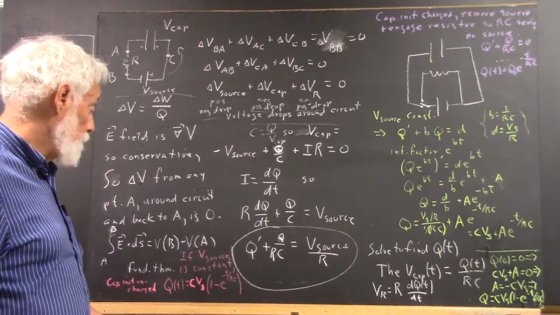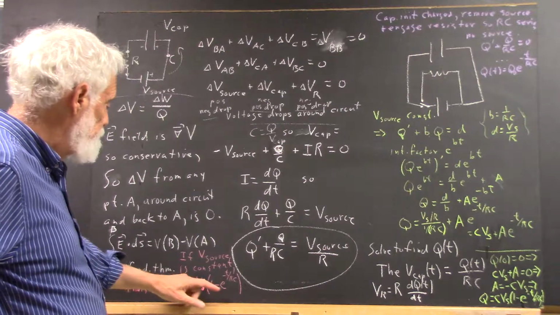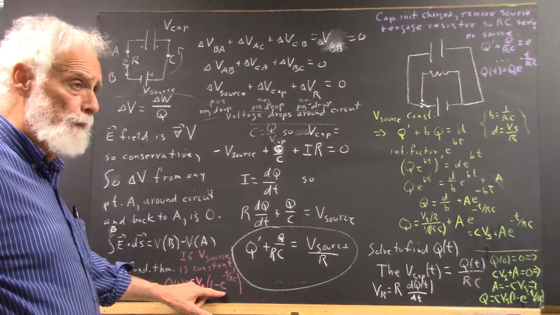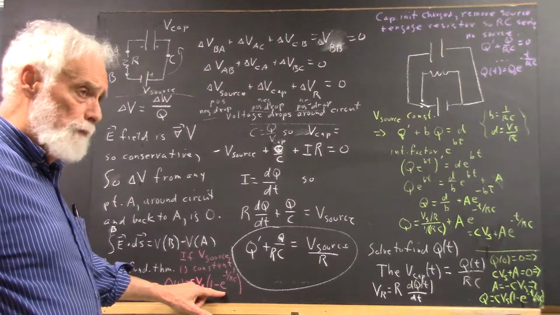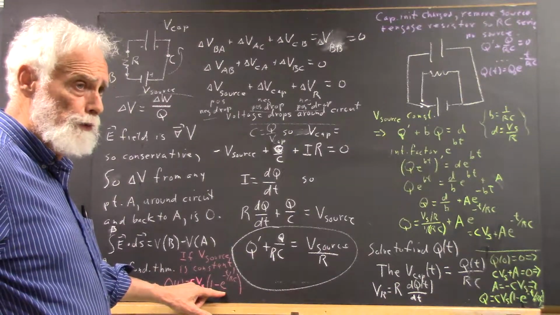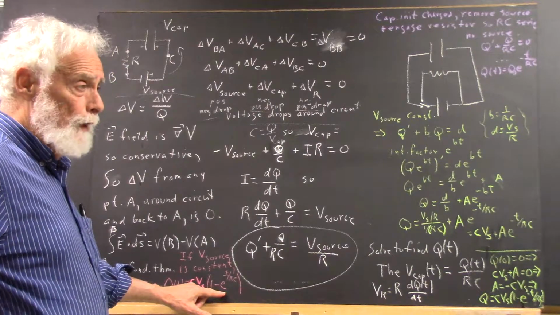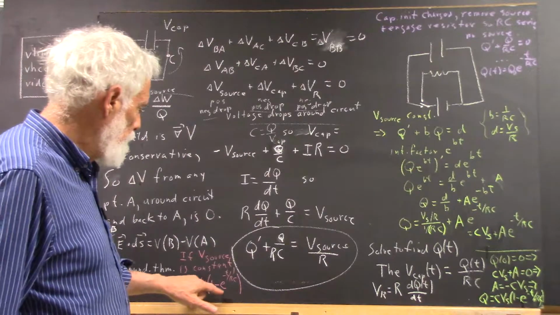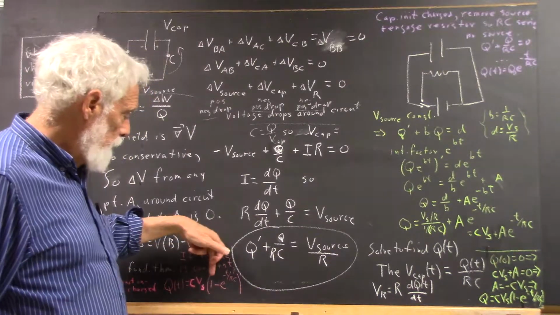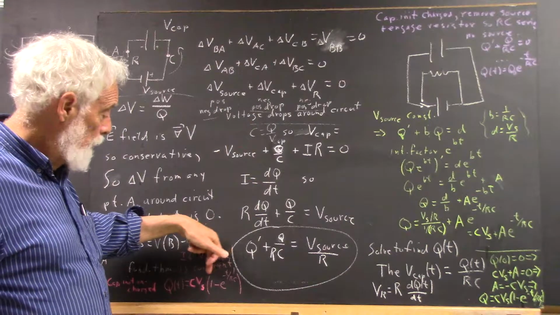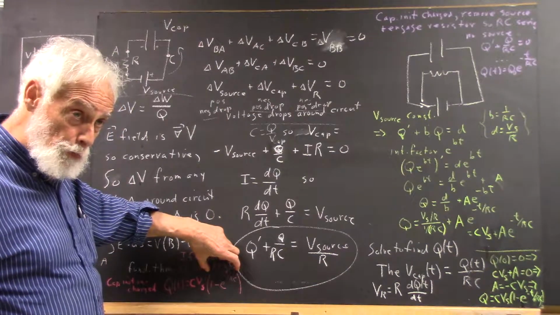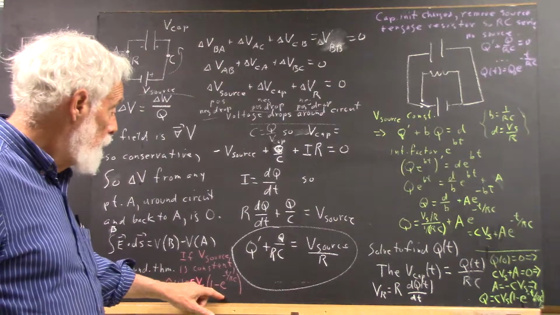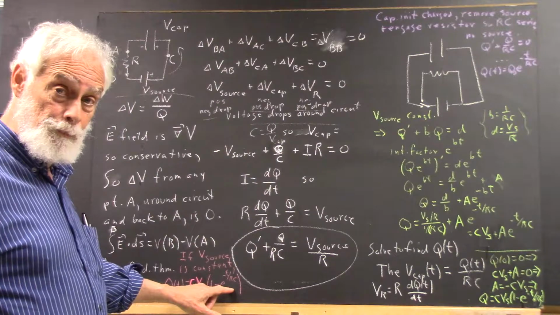First of all, this 1 minus e to the negative t over RC is an expression that you should understand based on pre-calculus, if you've had a good pre-calculus course. And if you've had a good calculus course, you'll have an even deeper insight into the nature and the way this expression changes with time.